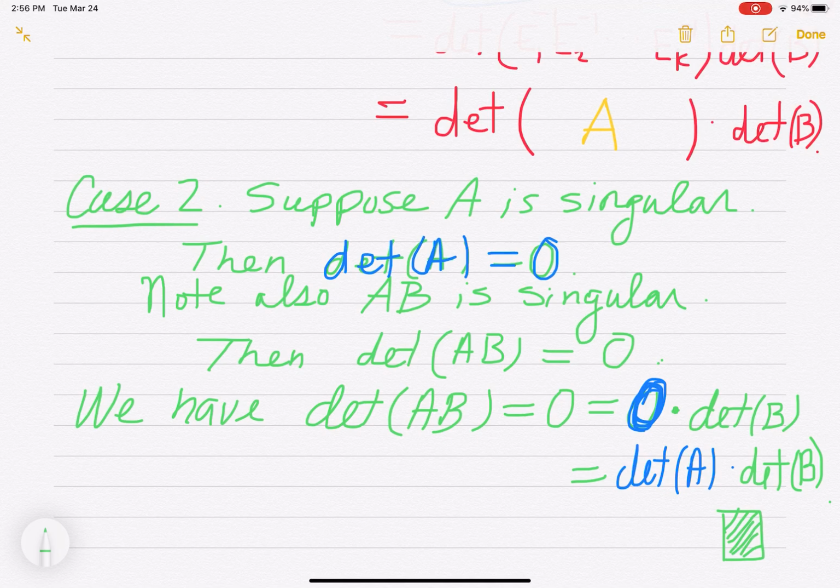So this proves it in general, that determinant of AB is determinant of A times determinant of B. So we did the first invertible case and then the singular case just for A. We don't have to even worry about whether B is invertible or not.